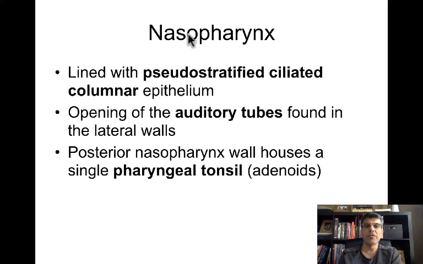Now, knowing all this, let me tell you what type of lining you have in different parts of the pharynx. Remember, the pharynx has three parts. The nasopharynx is lined by pseudostratified ciliated columnar epithelium. I hope you remember this type of epithelium. We talked about this one in the very first week of this school.